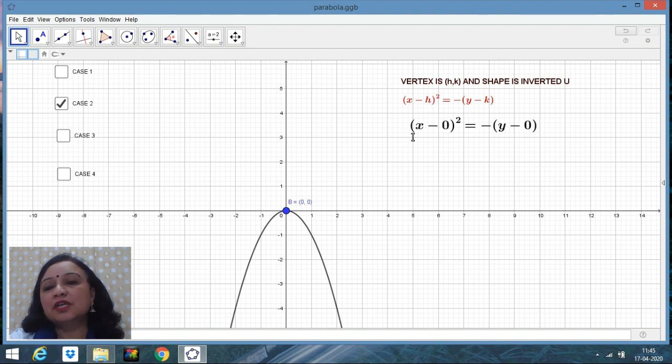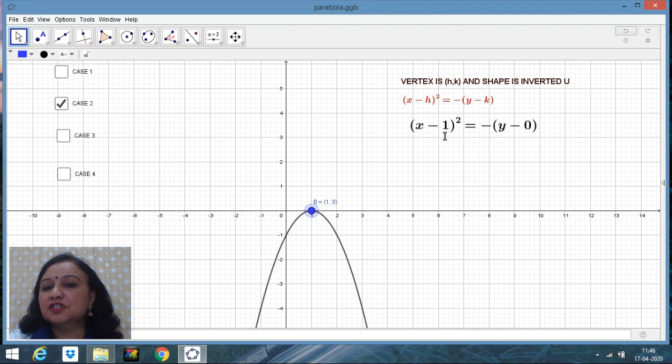As you can correlate, this is the equation of the parabola. Correlating it with the standard form, second case, h is 0 and k is 0. So the turning point I know is (0, 0), and as y is linear with the negative coefficient, the shape will be inverted U. If I shift it further, then the equation converts to (x minus 1) whole square is equal to minus y minus 0. First of all, if I give you the equation, you have to make out under which case it is going.